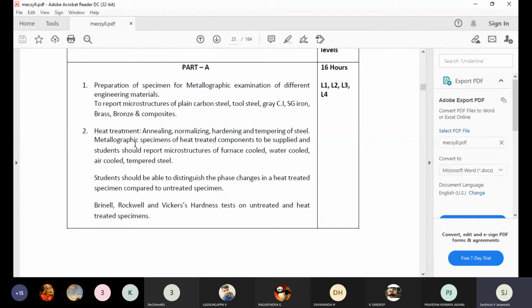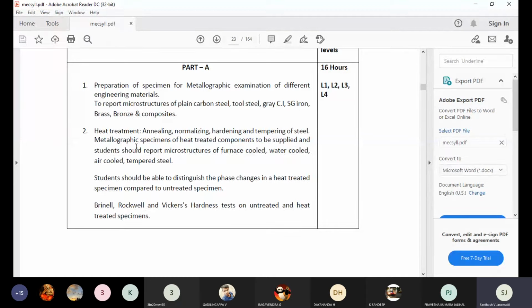The heat treatment, as I told you, and microscopy are minor experiments. For 30 marks, we need to take a simple experiment. You can collect the samples and go for the electron microscope. With the help of the electron microscope, you can examine the phases.